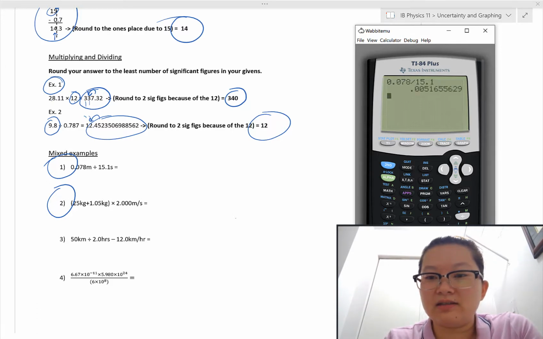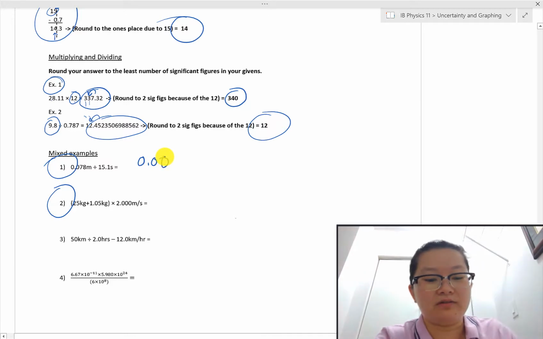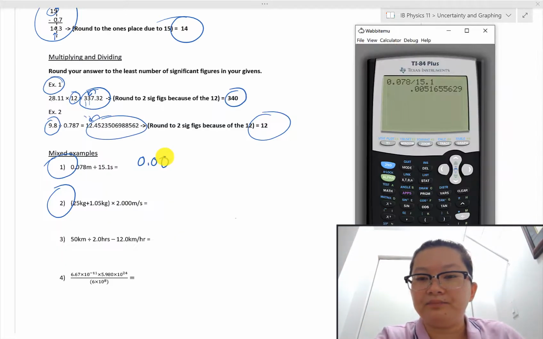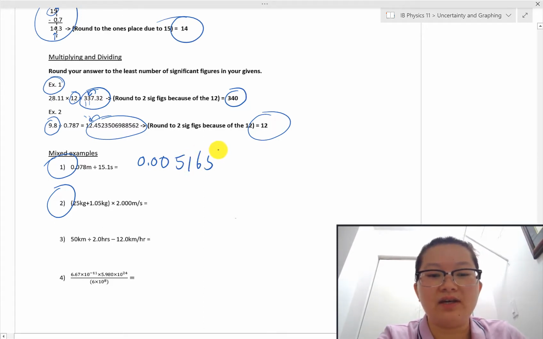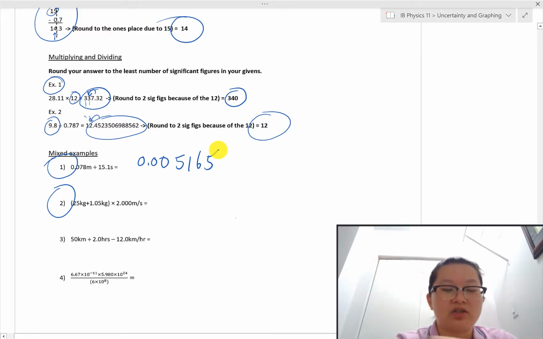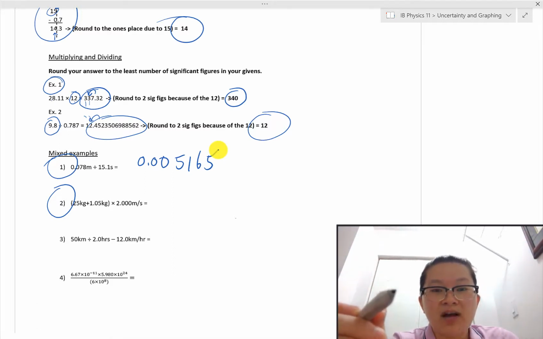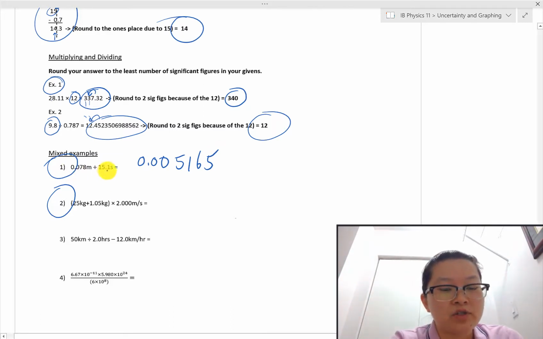So let's just do that. And I get this one, 0.005165. Okay, and I'm probably going to have less sig figs than that. 6.5, okay? And I'm going to write units in a second. Good point. So let's just double check. We're multiplying, dividing, meaning we're going to look at number of significant figures. So if we take a look, which one has the least number of significant figures? This has 3, this one has 2. So I'm going to round this answer to 2 significant figures.